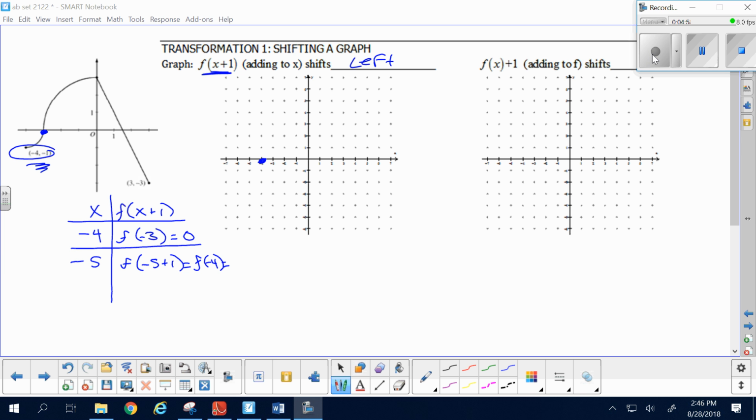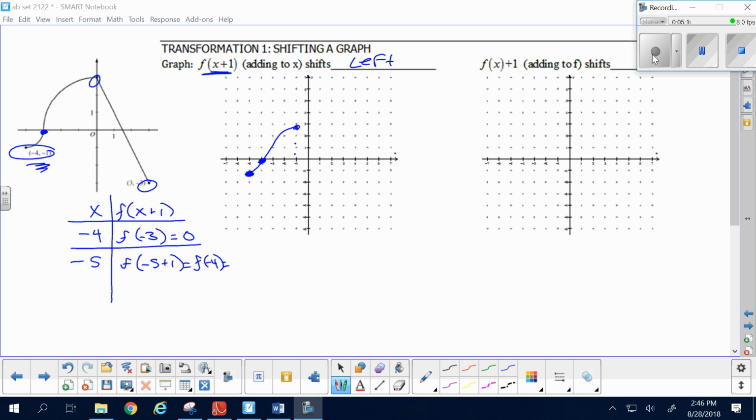Now that would mean then that it seems like every point is one left of the one I would expect. So the next point I might say is that one at the axis, which is normally (0, 3), now it's going to be (-1, 3).